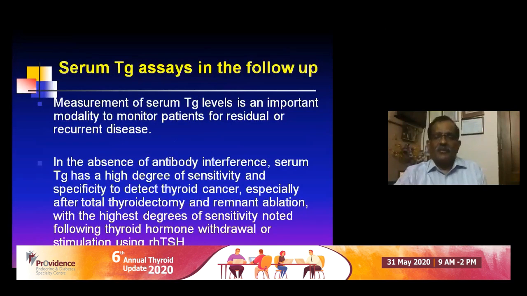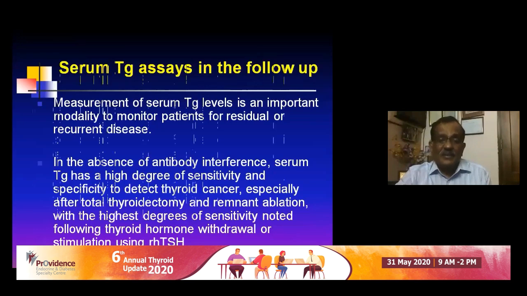In the absence of antibody interference, serum thyroglobulin has a high degree of sensitivity and specificity to detect thyroid cancer, especially after total thyroidectomy and remnant ablation, with the highest degrees of sensitivity noted following thyroid hormone withdrawal or stimulation using human recombinant TSH.